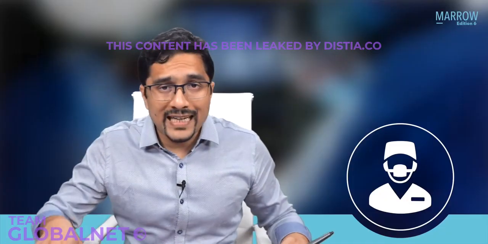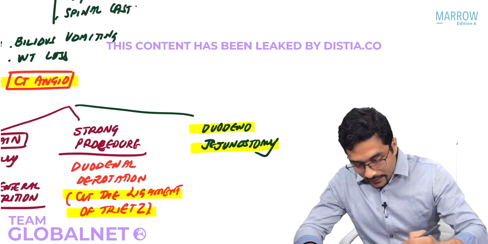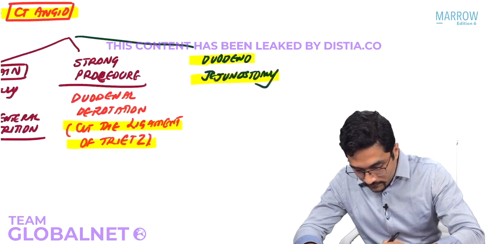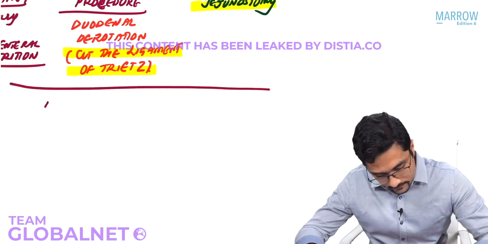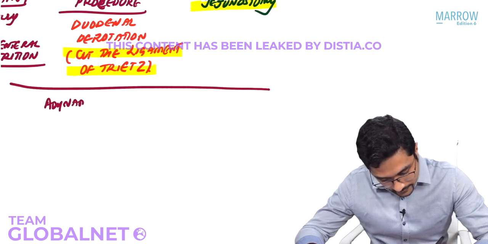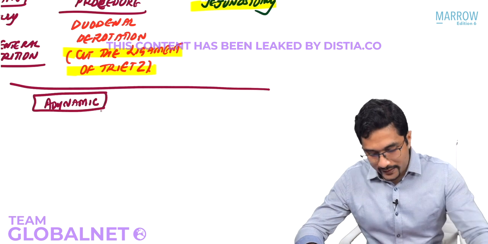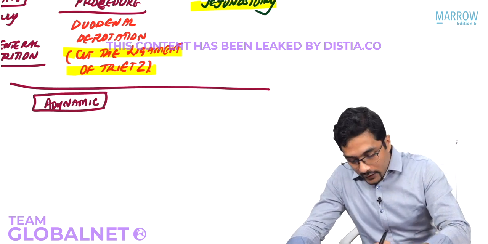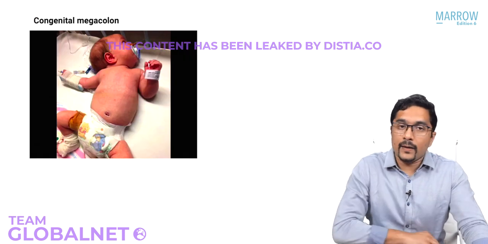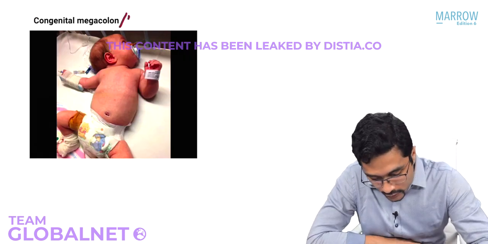Now we move on to adynamic bowel obstruction. In adynamic bowel obstruction, there is no physical obstruction to the flow of feces. The first condition which we'll talk about is congenital megacolon or Hirschsprung's disease.